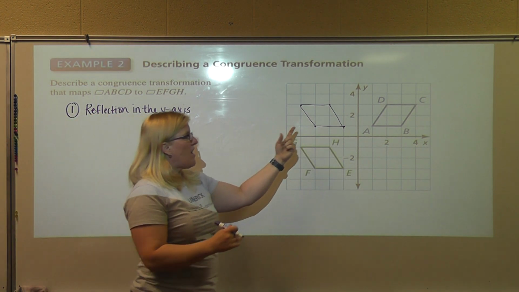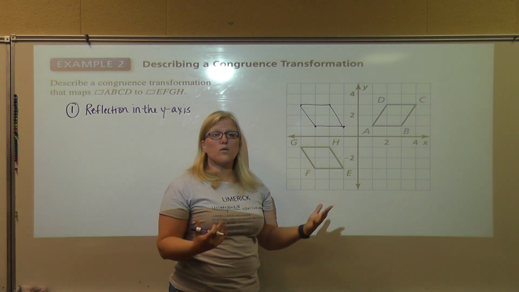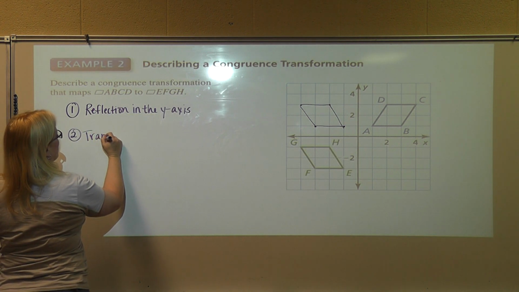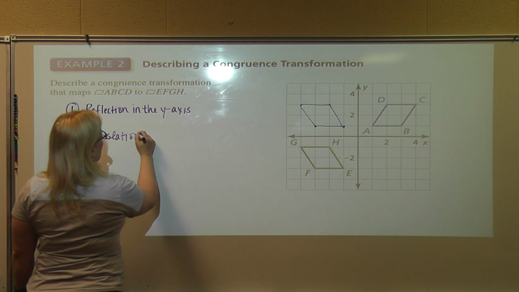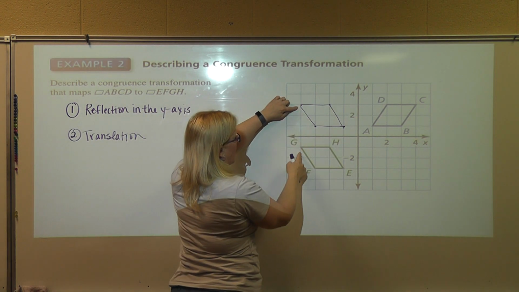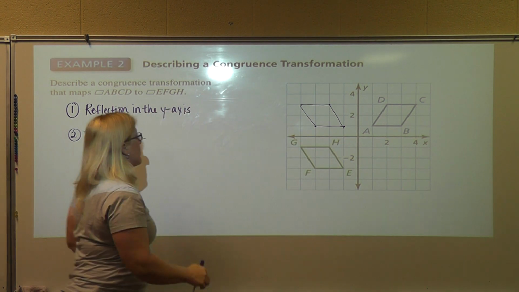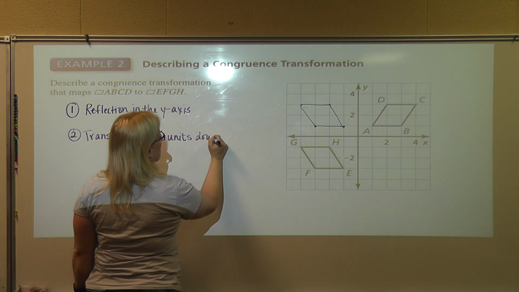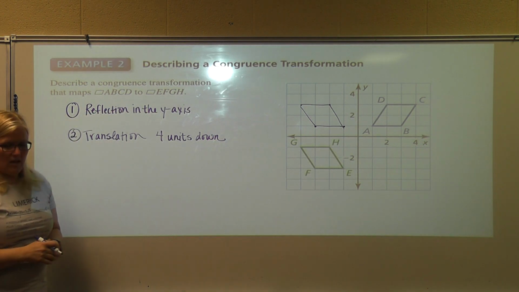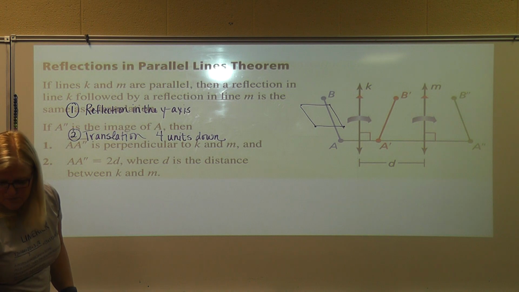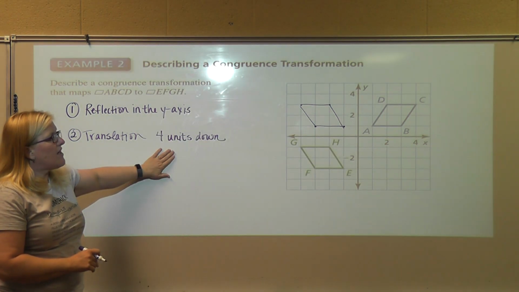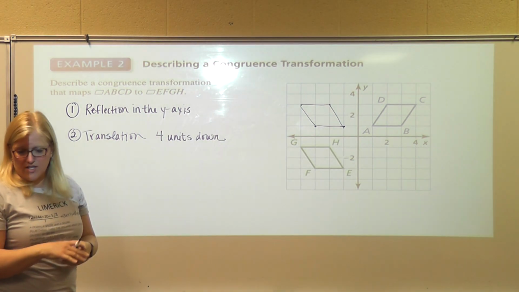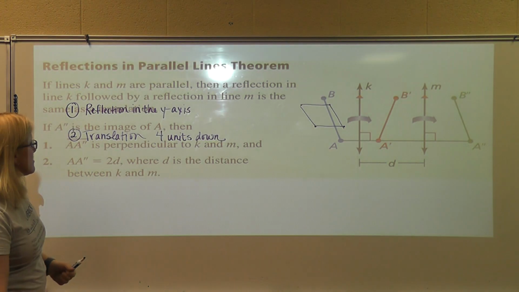Okay, so I've done that, and now how do I get from here to here? Well, that would be a translation, and it would be, if I'm going from point to point, 1, 2, 3, 4 units down. So that is how we would do this. This is a composition, it's two different motions, two different transformations.